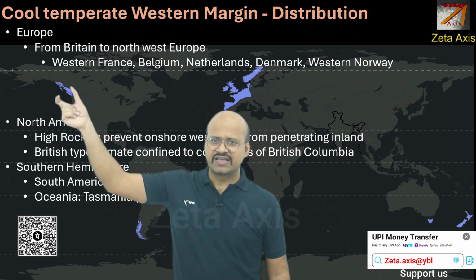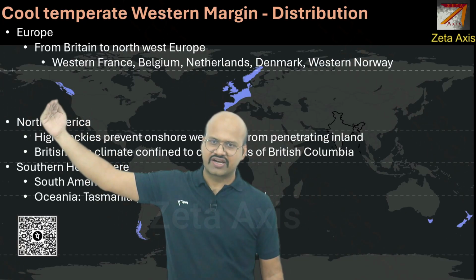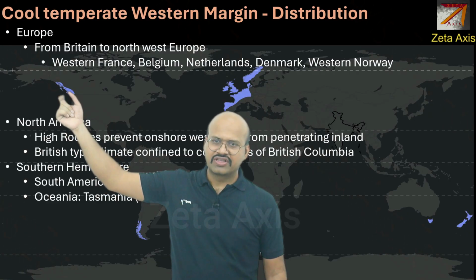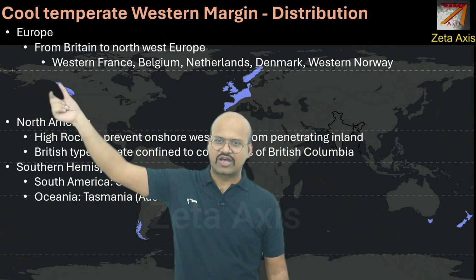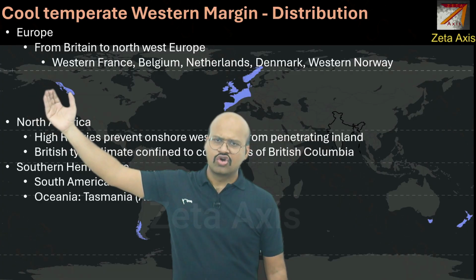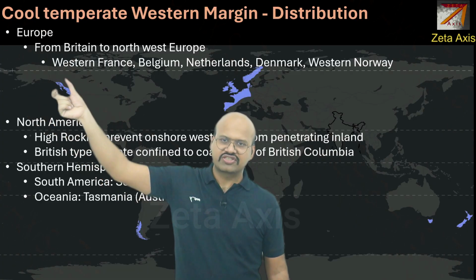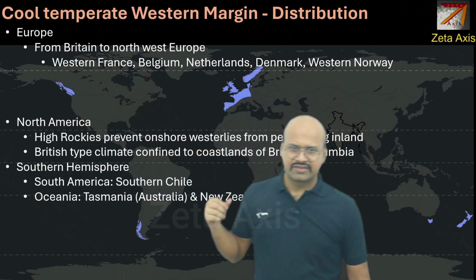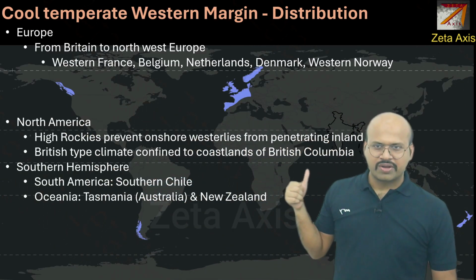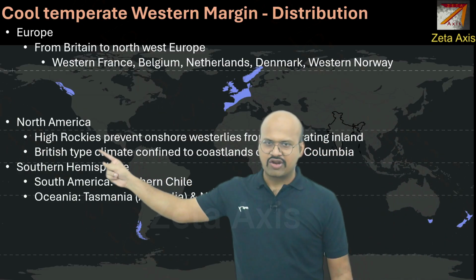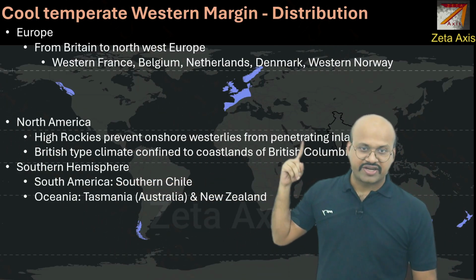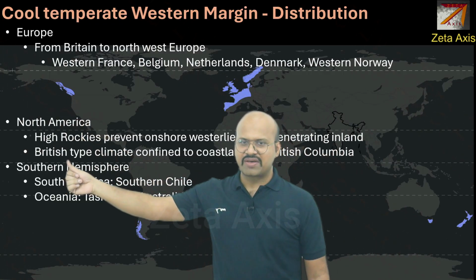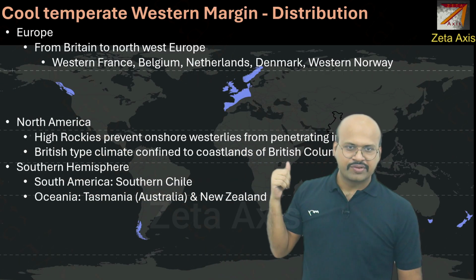The westerlies which are coming from here are blocked by the Rockies mountain over here. Therefore, the effect of these westerlies is confined to a narrow channel, as well as the effect of the ocean currents. That is why it is experienced in a narrow channel, and this is the coastlands of British Columbia. So here we can see the high Rockies prevent onshore westerlies from penetrating inland. Therefore, the effect is confined to a very narrow region. British type climate is confined to the coastal lands of British Columbia.